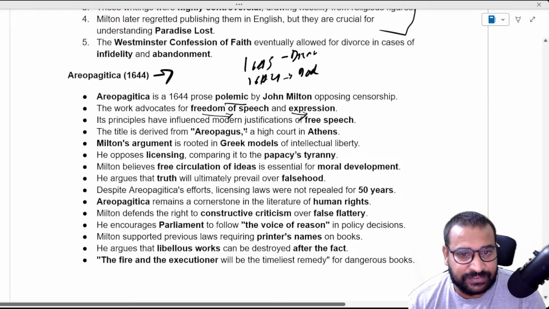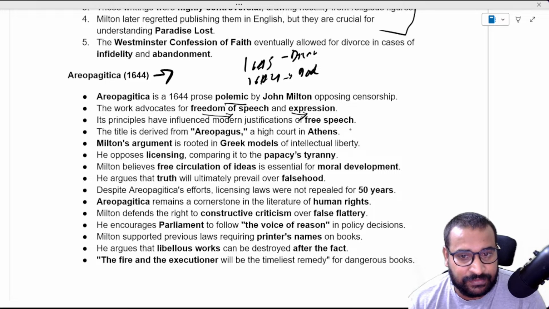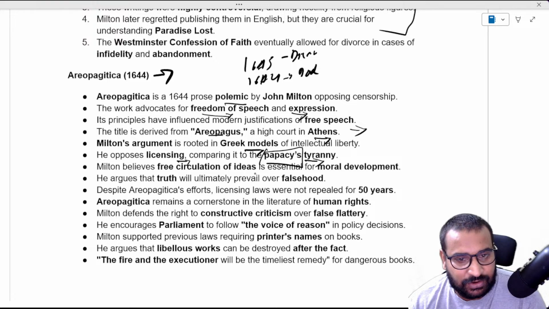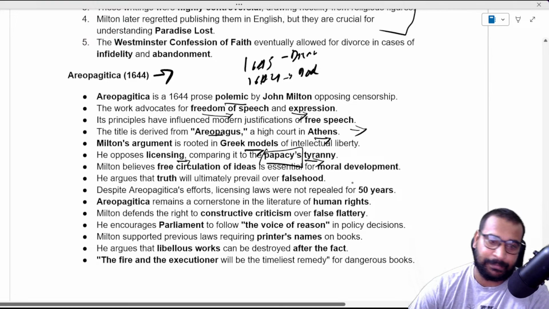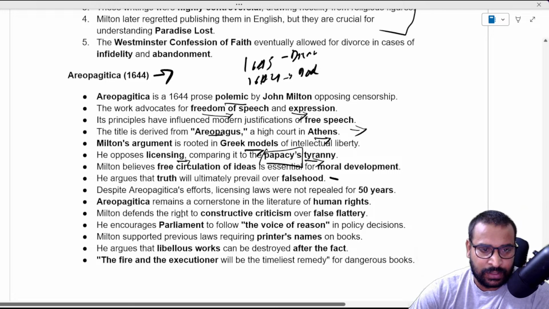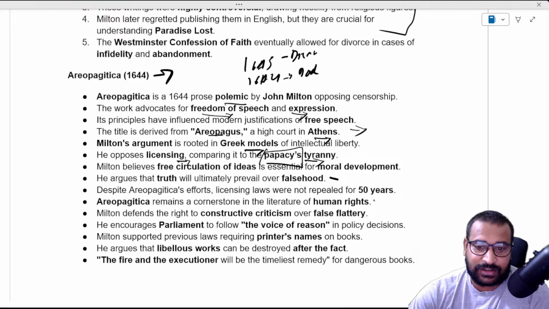So it has influenced the modern justification of free speech. The title means what? Athens, Areopagus, and Milton's argument is rooted in Greek models. So he opposes what? Licensing, comparing it to the Papacy's tyranny, right? Anyway, free circulation is essential for moral development. He argues that truth will ultimately prevail over falsehood. Despite Areopagitica's efforts, the licensing law was not replaced for 50 years.